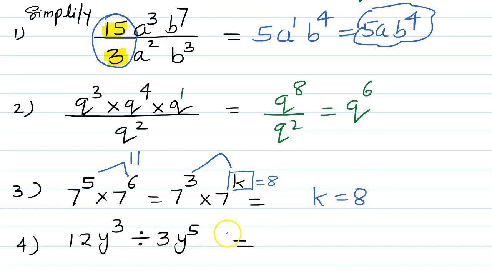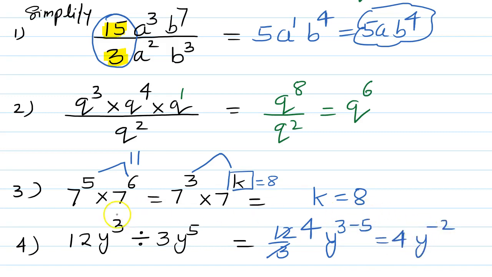Now here 12y3 divided by 3y5. So 12 divided by 3 is 4. So we got 4 here. And y3 take away 5 here. So 4y, 3 take away 5, so 3 take away 5 is minus 2. Please remember this is minus 2, 4y to the power minus 2, and remember my formula, from first power you take away second power, so 3 take away 5 is minus 2.